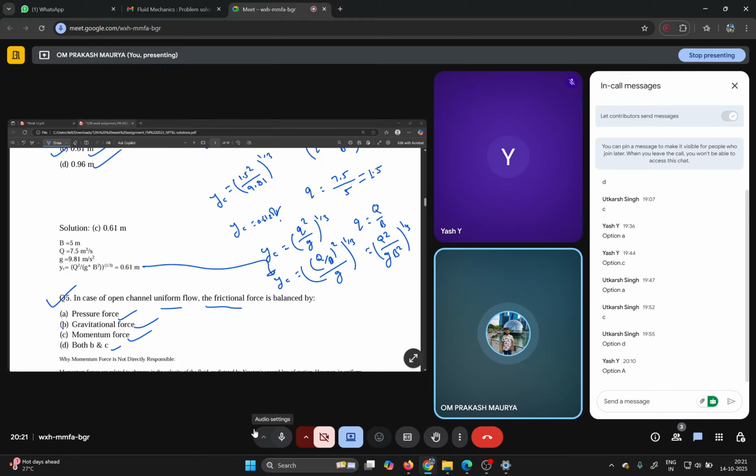So this is a very conceptual question, question number 5. Here the calculation is not involved. Just think on it. Here the frictional force means the shear force acting on the bed.